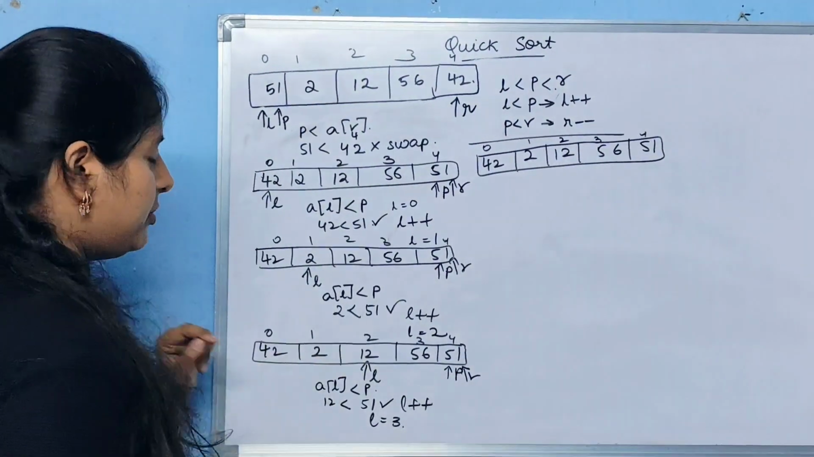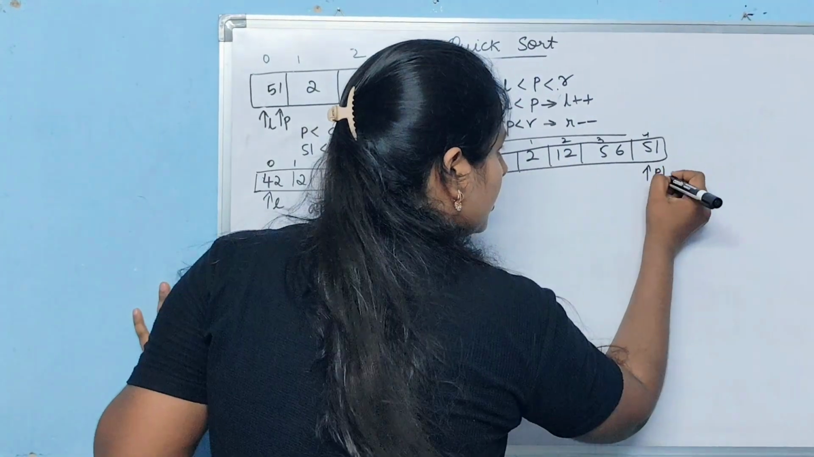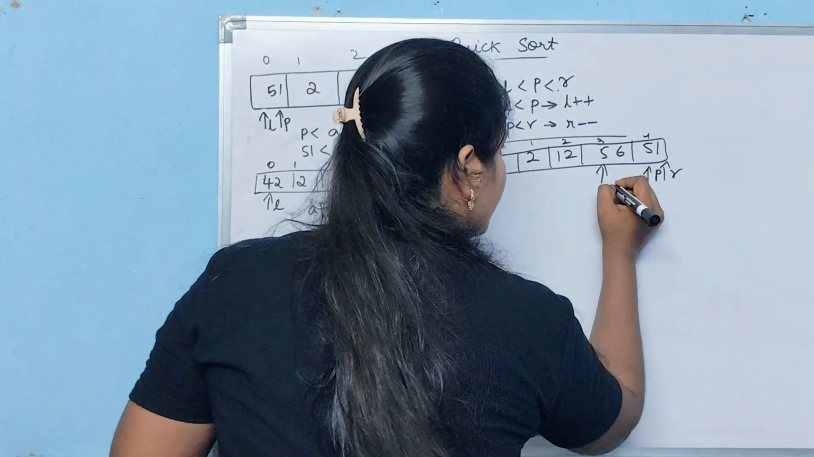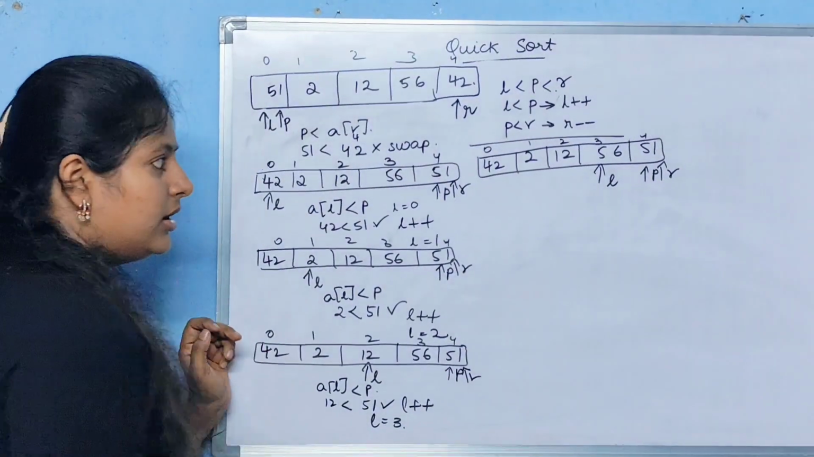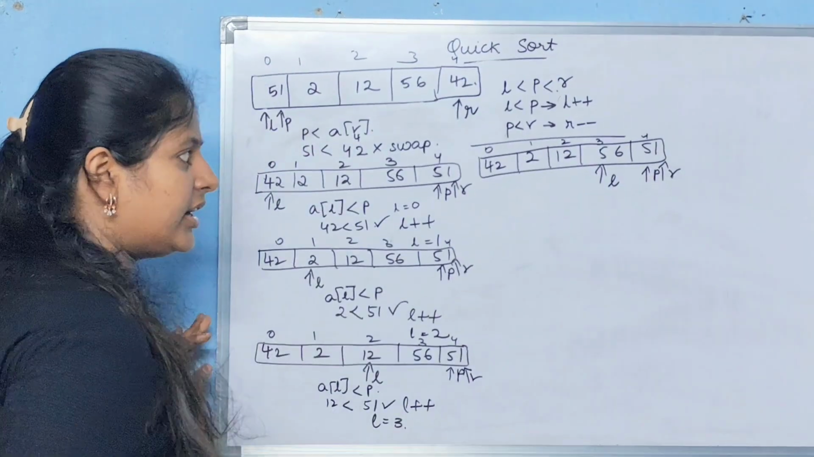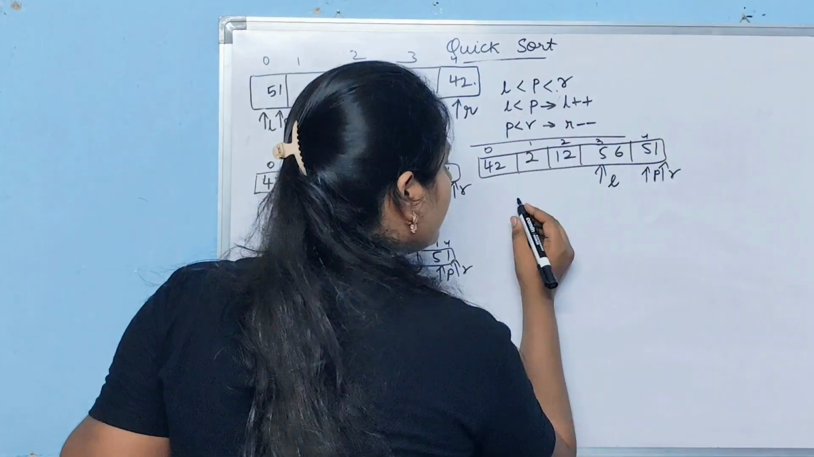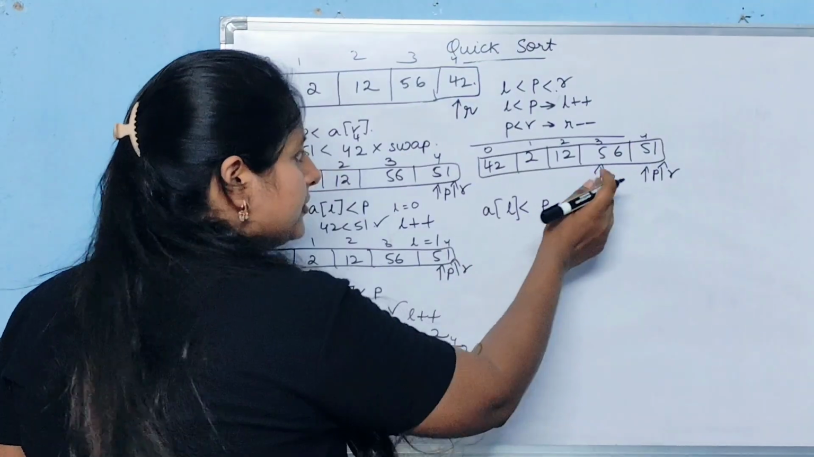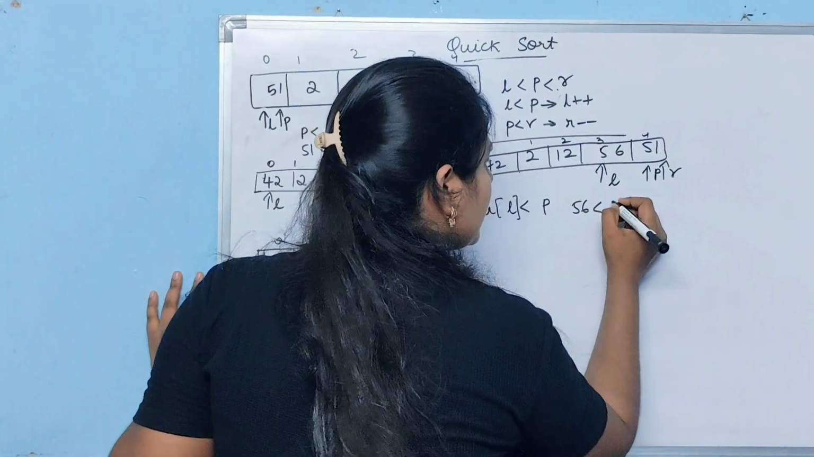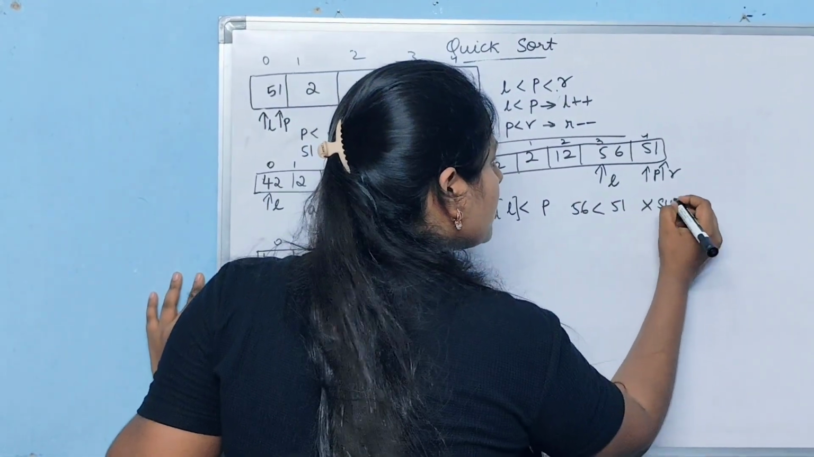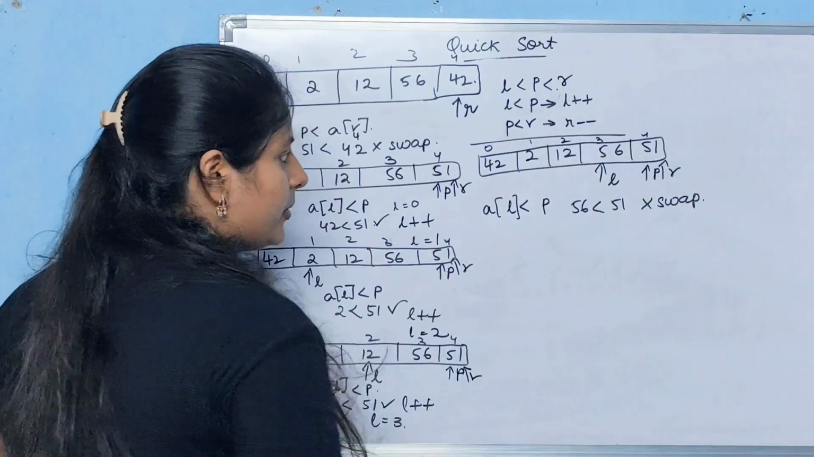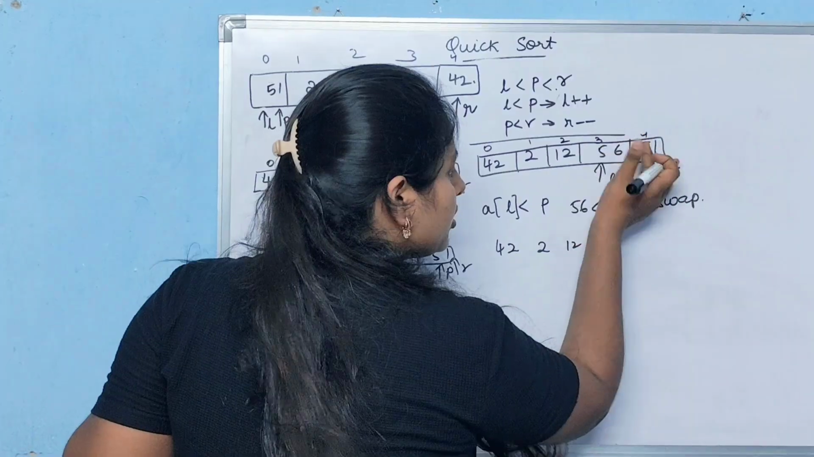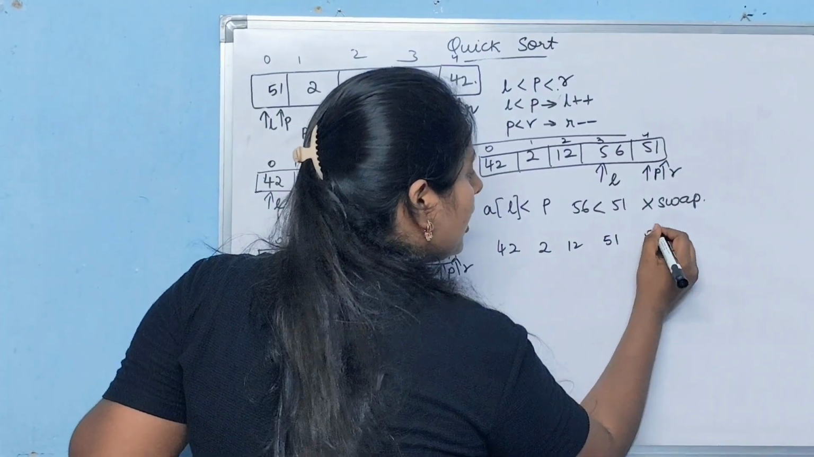Okay. So what is my pivot element? This is pivot. Right did not change yet. Now L became 3. This is L. Right. Now compare. Pivot and right are again placed on the same element. So compare from left. What is A of left right now? 56 is less than 51. Condition false. So what should I do? I have to swap. Okay. After swapping, 42, 2, 12. These both are swapped. So 51 and 56.